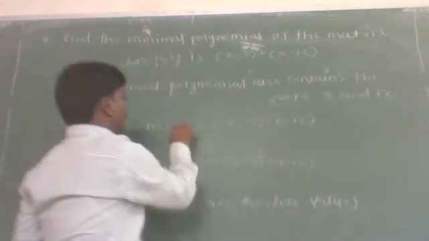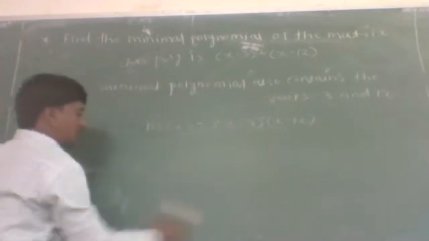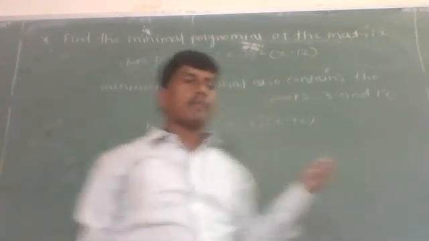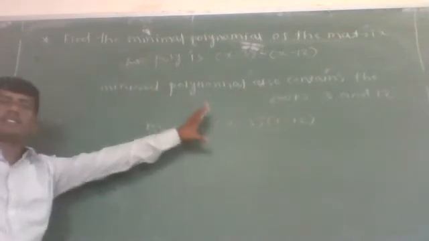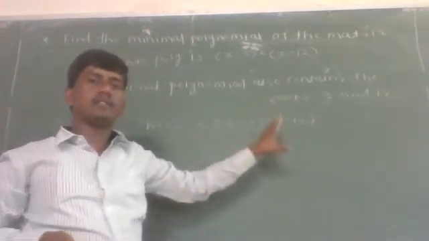Now first we have to check whether this one is the minimal polynomial of matrix A. We know that a polynomial f(x) is said to be a minimal polynomial of a matrix A if f(x) annihilates the matrix A, and it is the smallest degree monic polynomial which annihilates the matrix A.